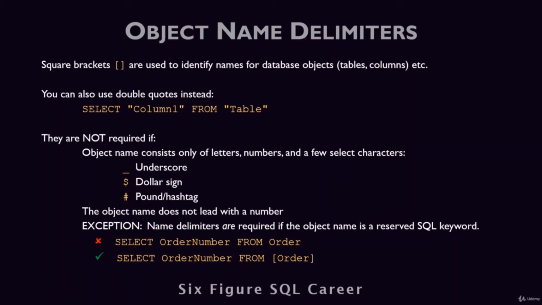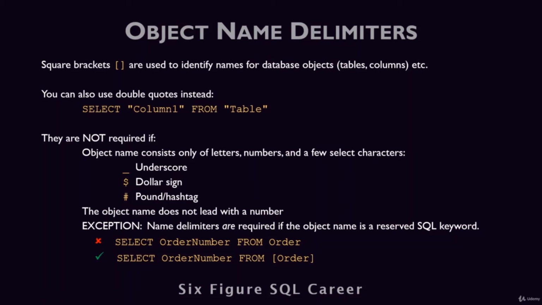Object name delimiters are not required if the object name consists only of letters, numbers, and a few select characters: the underscore character, $, and the pound or hashtag symbol. Also, make sure that your object name does not lead with a number. However, there's one important exception. If your object name also happens to be a reserved SQL keyword, you must use object name delimiters.